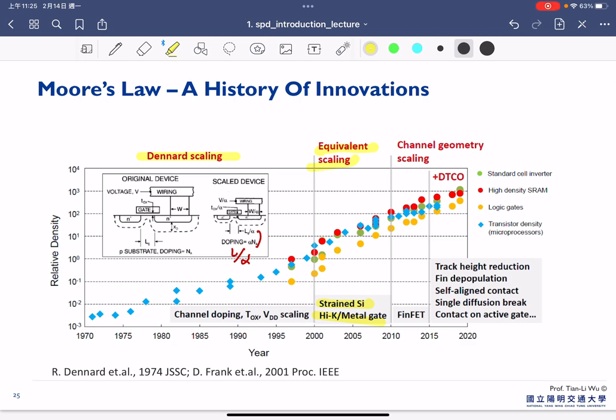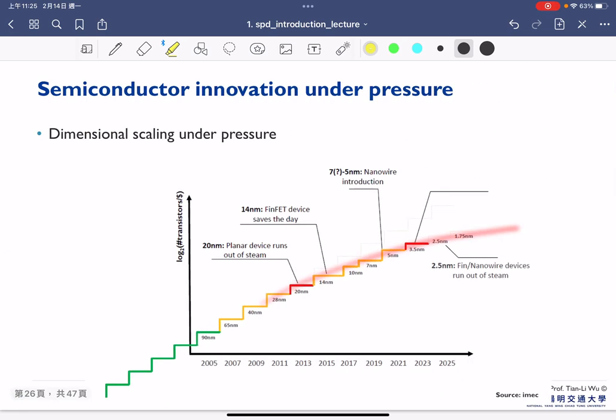Later on we have the FinFET technology, mainly used for channel scaling, and then we have what we call DTCO, design technology co-optimization. Based on DTCO, we can further make sure our technology can pretty closely follow Moore's law. However, the dimensional scaling is actually under pressure. You can see the trend is starting to slow down here.